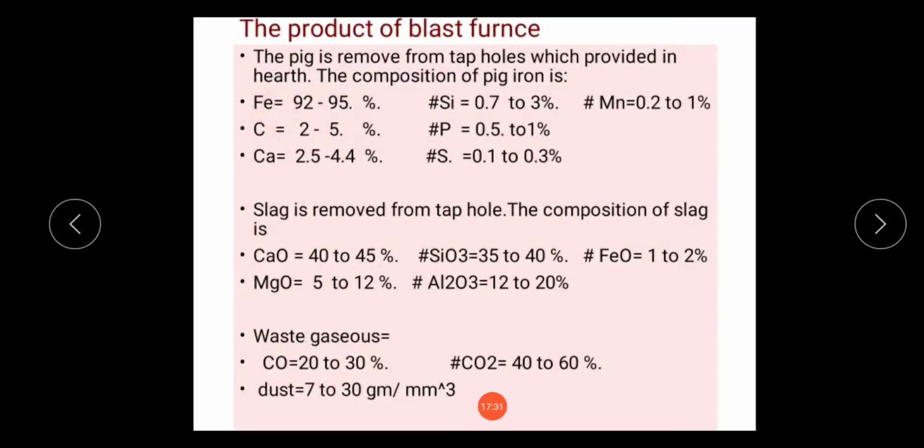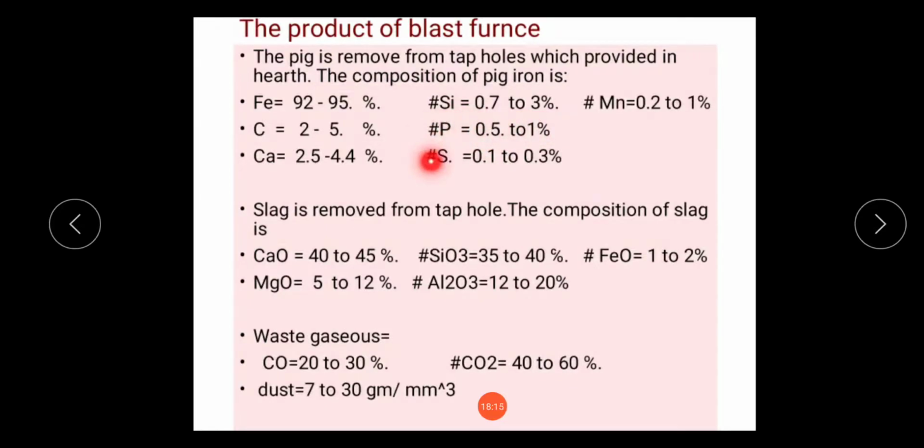This is the iron. The amount of the iron in the pig iron is 92 to 95%. Next is carbon. The amount of the carbon is 2 to 5, not 2.5. Next is calcium. Amount of calcium is 2.5 to 4.5. Next is silicon. Amount of silicon is 0.7 to 3%. Next, phosphorus. The amount of phosphorus is 0.5 to 1%.